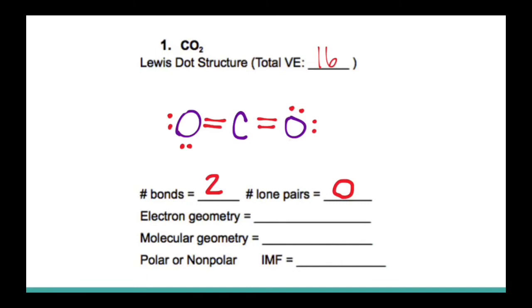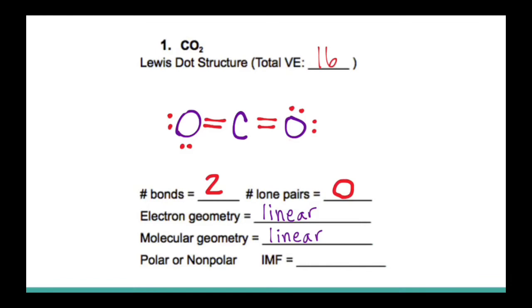And since I'm seeing 2 things for my electron geometry, 2 bonds, then that means that this is going to be a linear shape. And our molecular geometry, I only see bonds. I still have 2 bonds, so my shape is still going to be linear. Once again, reminding you, if we have no lone pairs in our central atom, that these names should be the same. Not too bad so far, I hope.